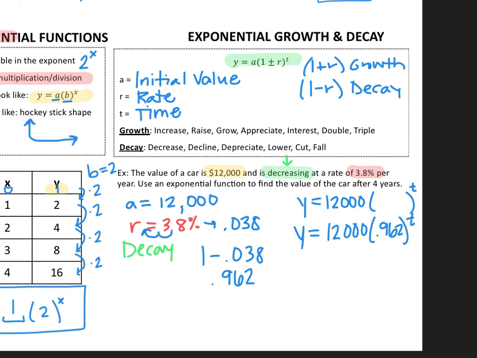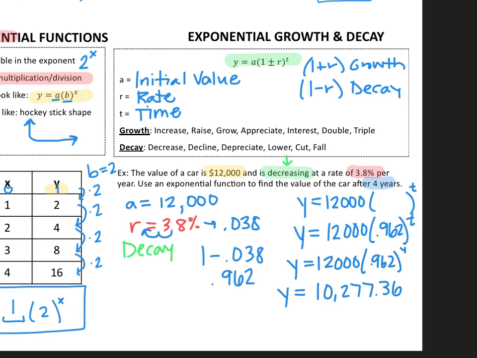Now we need to look at the time. The question is actually asking for 4 years. So instead of just writing t, we're going to plug in 4 for that. So we have y is equal to 12,000 times 0.962 raised to the 4th power. When we plug that into our calculator, you end up getting 10,277.36.